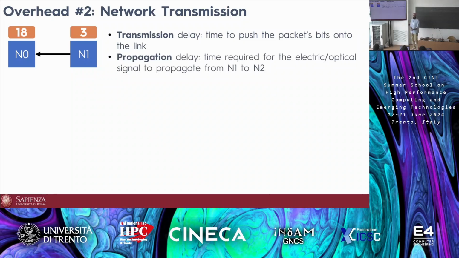Then you have the propagation delay. The propagation delay is the actual time that one bit takes to go from here to here. If this is a copper cable, this will be the time for the electrical signal to travel across the copper cable from the source to the end. If this is an optical cable, it travels at the speed of light, and this is the time that the light takes to go from here to here.